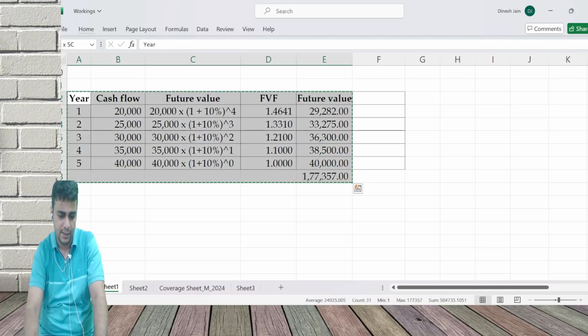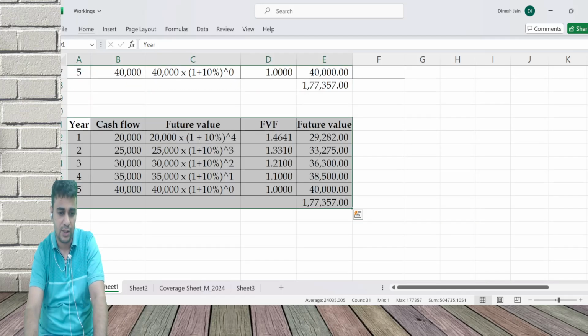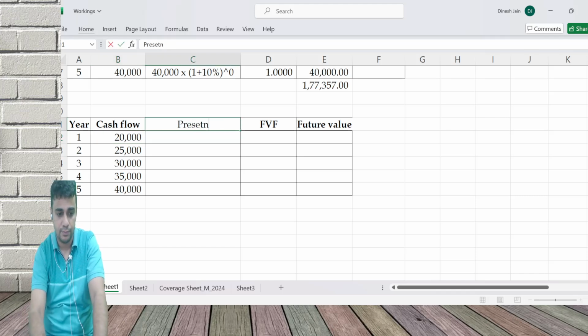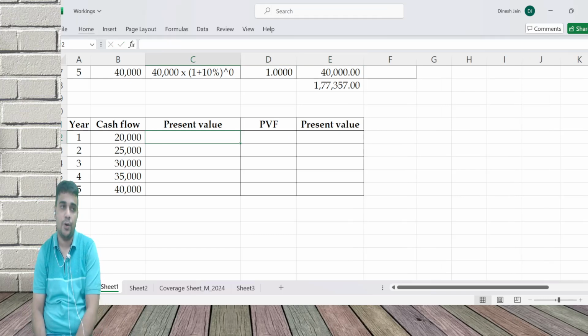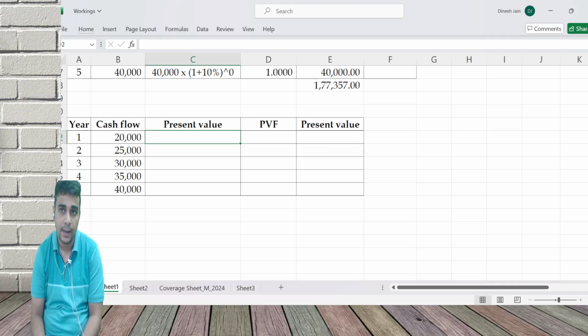Write the same example again. Let me do present value separately. I want 3 more columns. Space will be an issue. Year, cash flow, present value factor and present value. Like we did future value calculation, we are now going to go back and get present value.